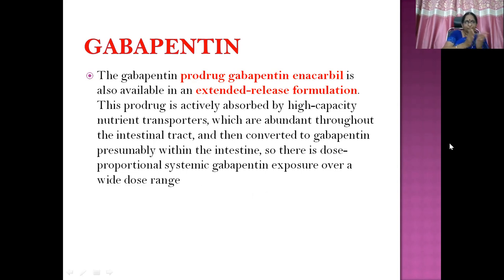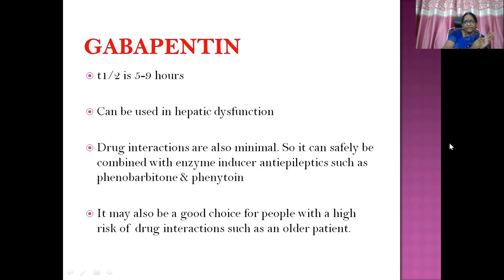So prodrug gabapentin enacarbil is used as extended release formulation because it is having short half-life, this extended release formulation can be used because the prodrug molecule is also available. So this prodrug is actively absorbed by high capacity nutrient transporters, which are abundant throughout the intestinal tract, then converted to gabapentin within the intestine. So anywhere it can get metabolized. So there is dose proportional systemic gabapentin exposure over a wide dosage range. Okay. Then half-life 5 to 9 hours, used in hepatic dysfunction also.